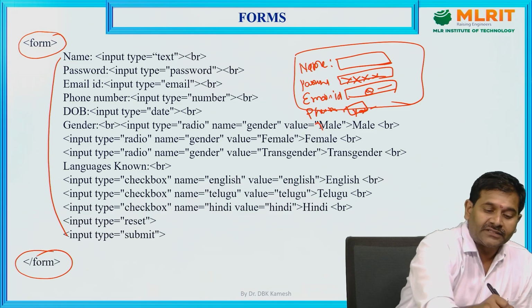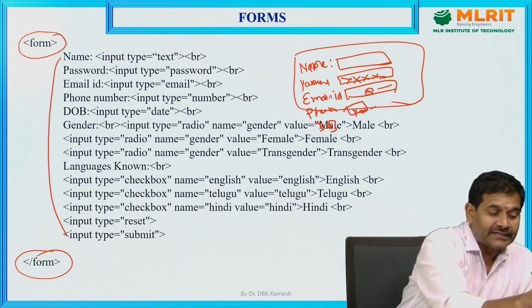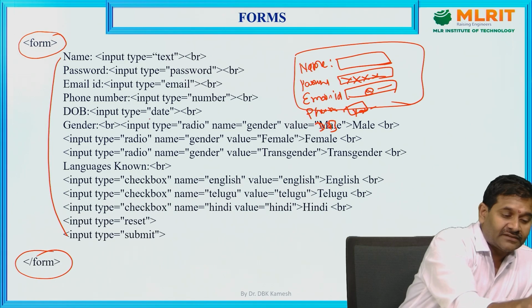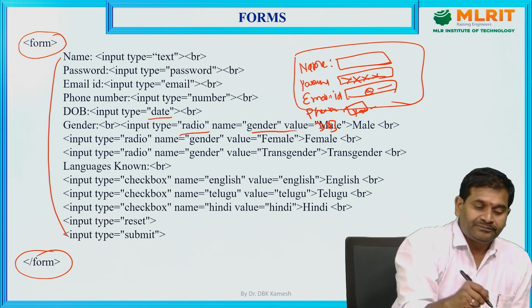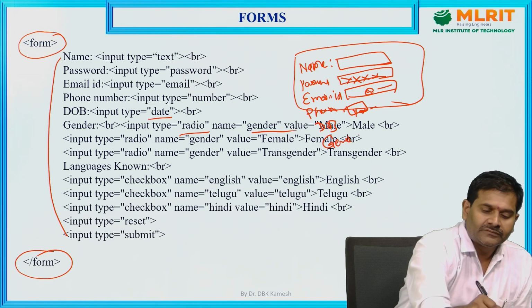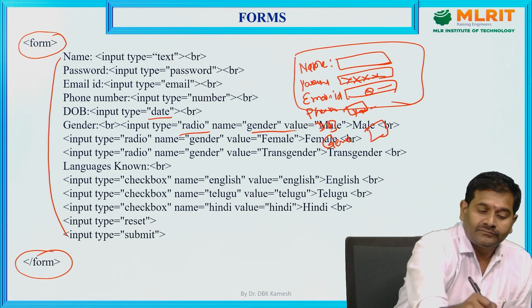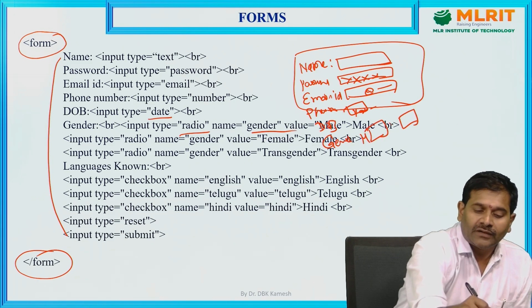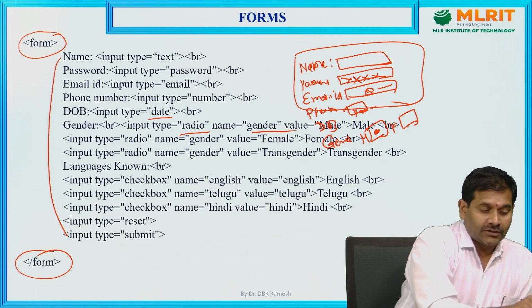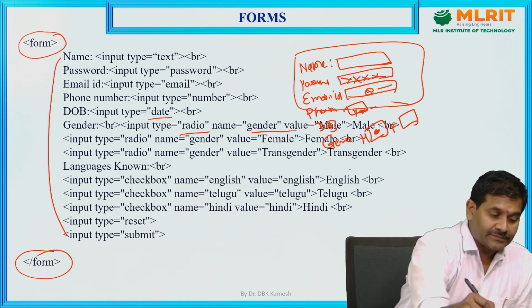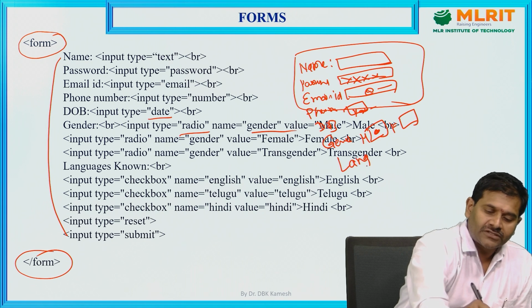Then date of birth, for which we use the date type: type equals date. Then gender, as a radio button, either male or female. Gender, male or female. Then followed by languages known.